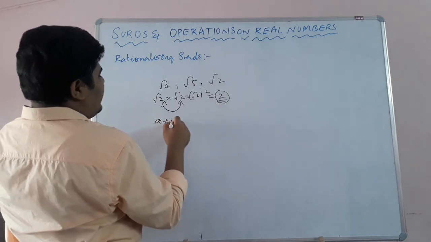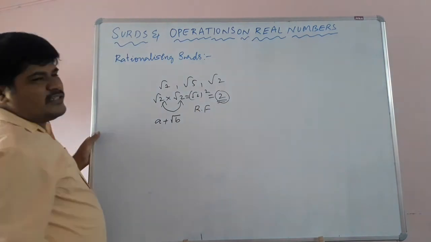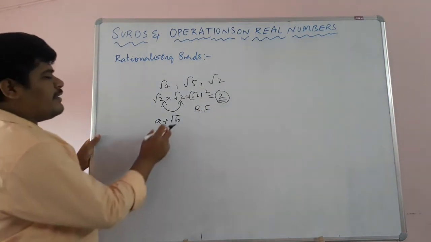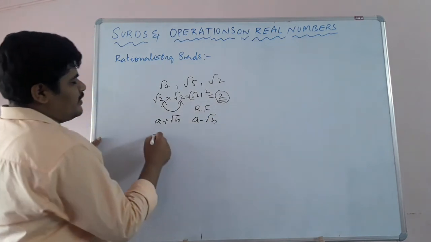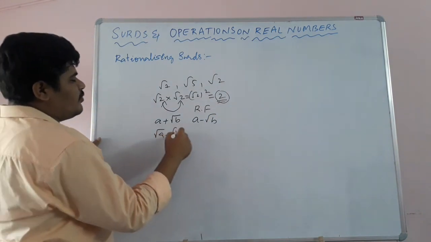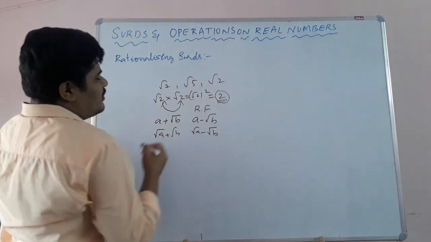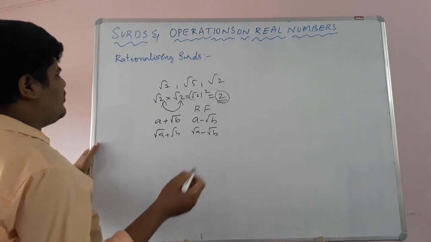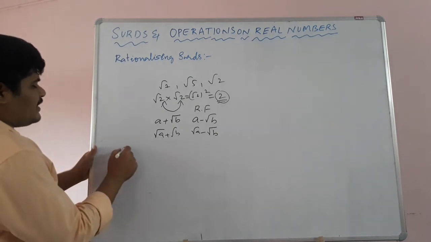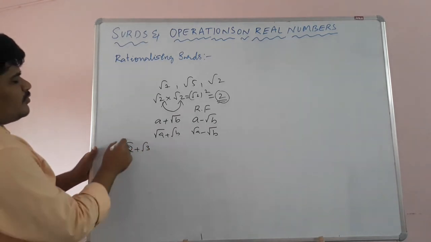a surd in the form a plus root b, then RF means rationalizing factor, children. So if they give a plus root b, then its rationalizing factor is a minus root b. So if they give root a plus root b, then rationalizing factor is root a minus root b. Okay, so I will give you one example. Suppose rationalize root 2 plus root 3. Rationalize root 2 plus root 3.